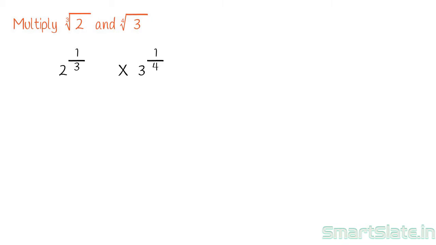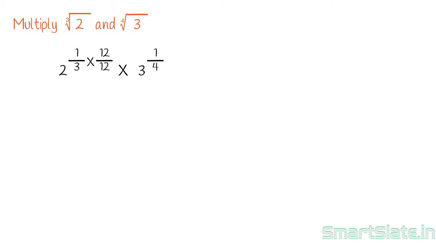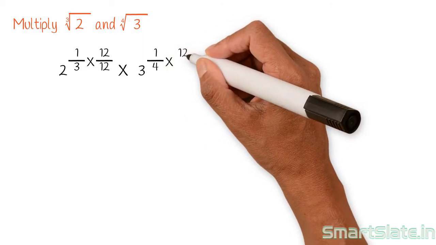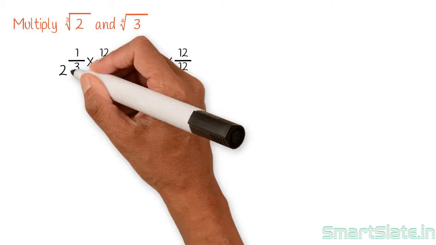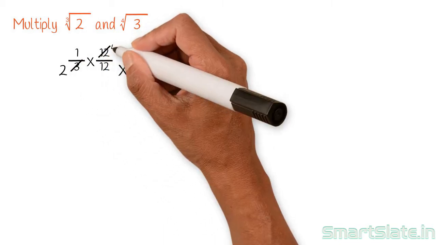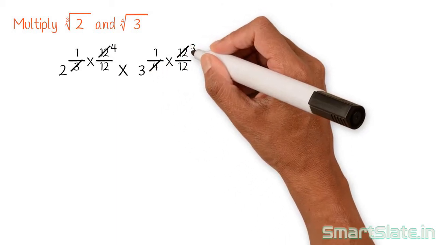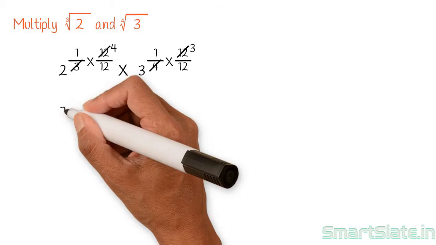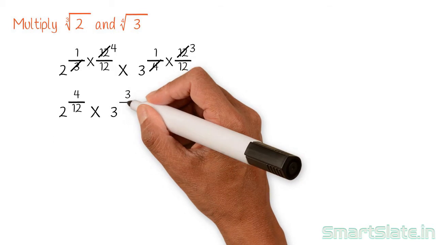The second step is to multiply and divide the indexes by 12. It is 2 to the power 1 by 3 into 12 by 12 and 3 to the power 1 by 4 into 12 by 12. Simplify these index forms. 1 by 3 into 12 by 12 is nothing but 4 by 12, and 1 by 4 into 12 by 12 is 3 by 12. So it is 2 to the power 4 by 12 into 3 to the power 3 by 12.